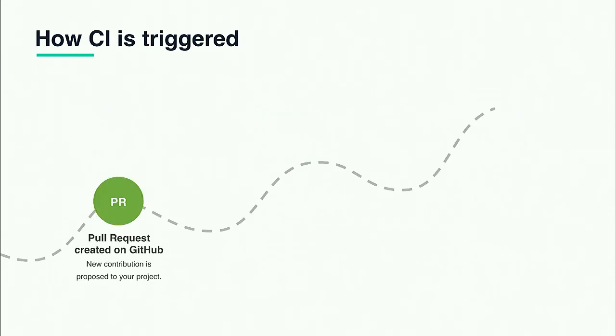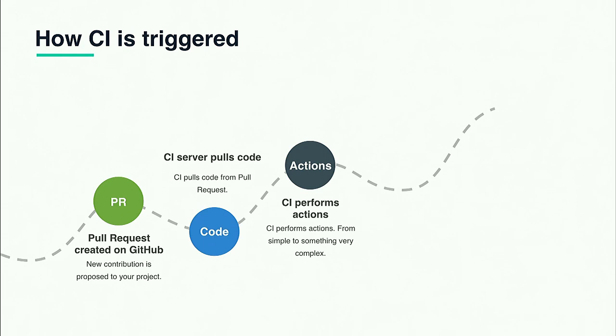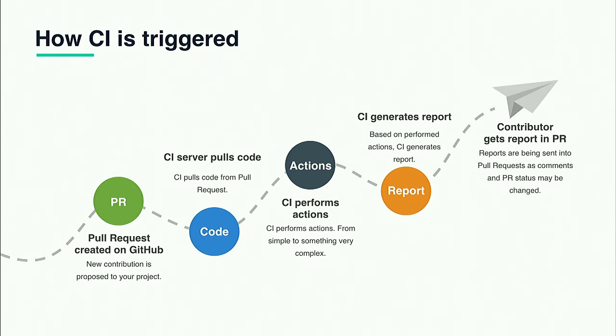The first step, a pull request is created. Let's say you found a bug that buttons shouldn't be red, they should be blue. So you commit your code, you create a pull request on GitHub. Then the CI server pulls that code from your pull request to some server. It doesn't matter what the destination is, it just pulls the code. Then the most important phase: it can perform some actions on this code, analyze, do something, and then generate a report based on this, and eventually the developer will get this report on GitHub. So he created a pull request, then Jenkins chimes in, does everything, and then the developer will get the report on GitHub.